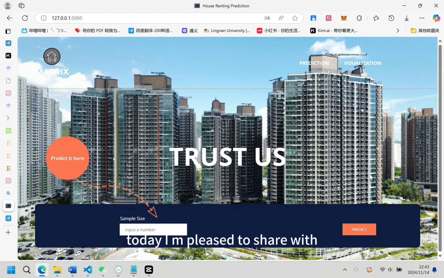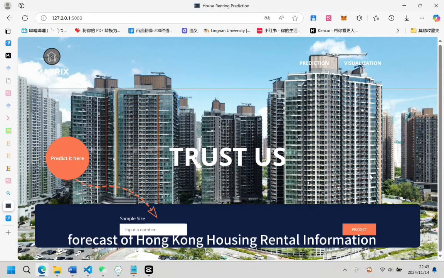Today, I'm pleased to share with everyone our team's project. Our project is called Forecast of Hong Kong Housing Rental Information. Next, I will give a detailed introduction to our front-end project.